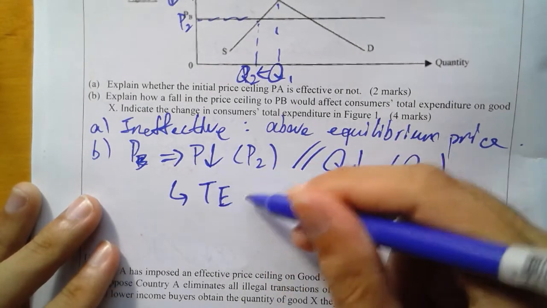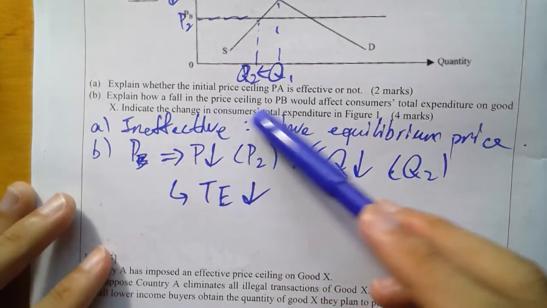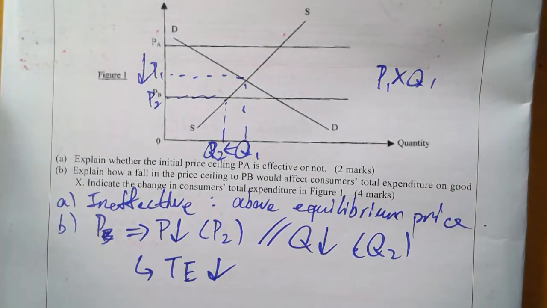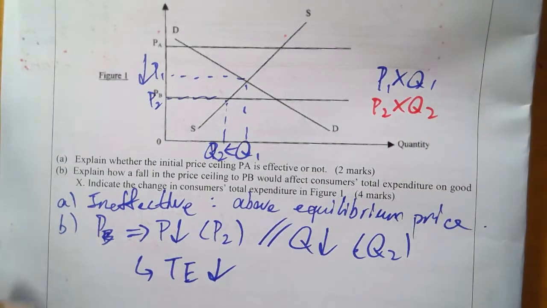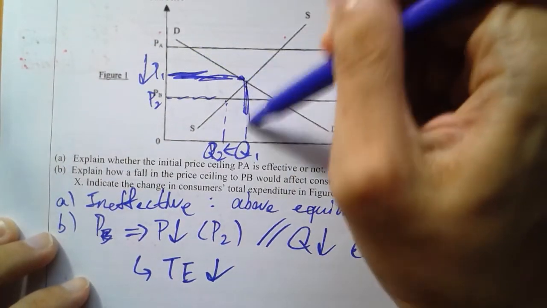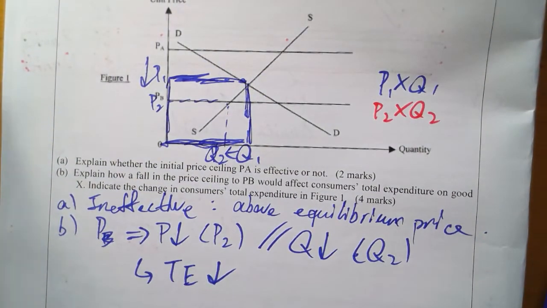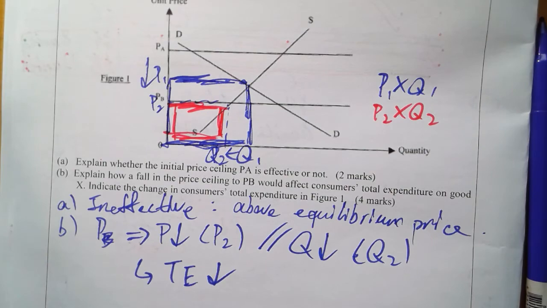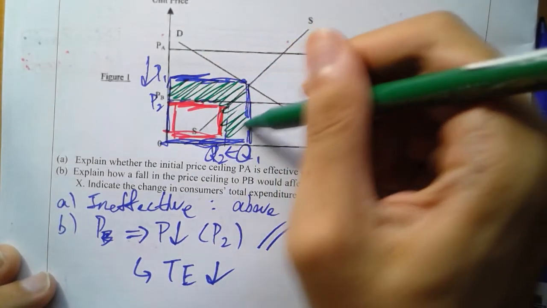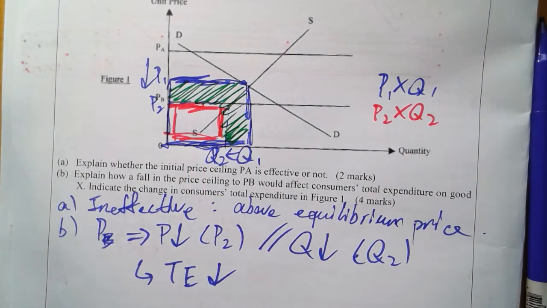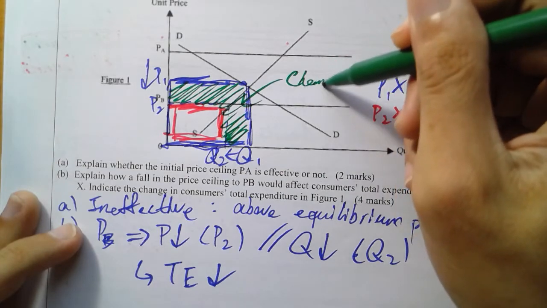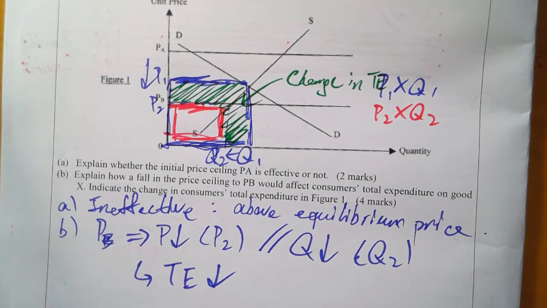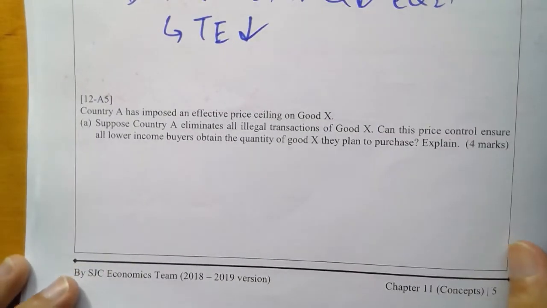Therefore TE would decrease. Now we need to indicate the change, how much it fell. The original should be P1 times Q1, right? The new should be P2 times Q2. So the original would be this rectangle. New TE would be this red rectangle. The change would be the green one. Okay, the green one would be the change in TE. Okay, this is the way we answer. Okay, one more and then we are good to go for this video.